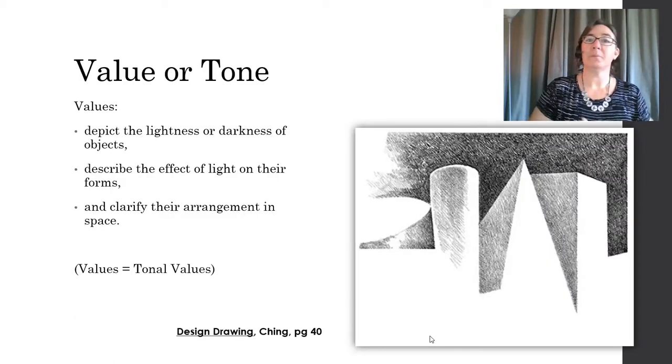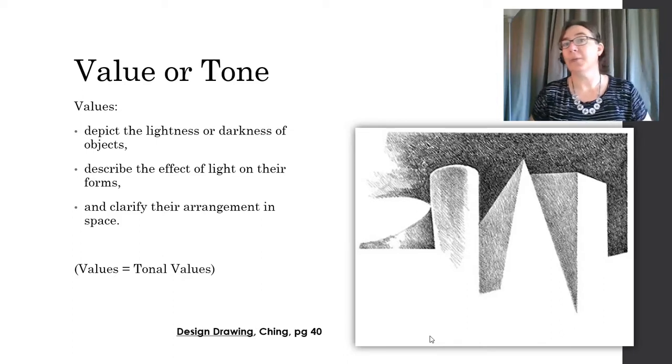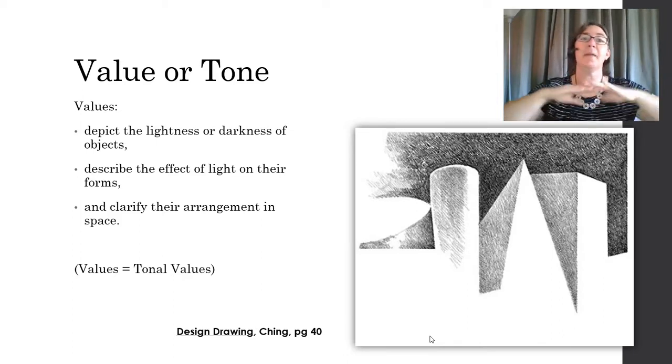So values, as we said, depict the lightness or the darkness of the objects, but they help to describe the effect of light on those objects and clarify their arrangement in space.